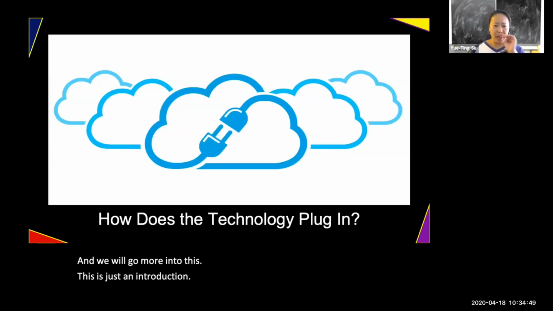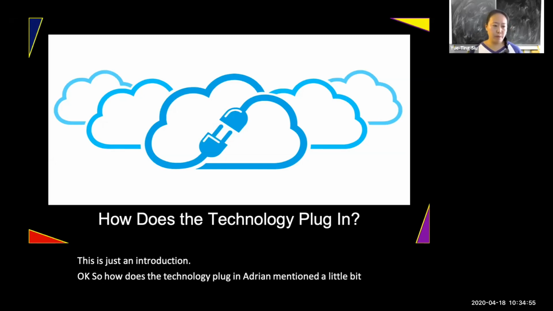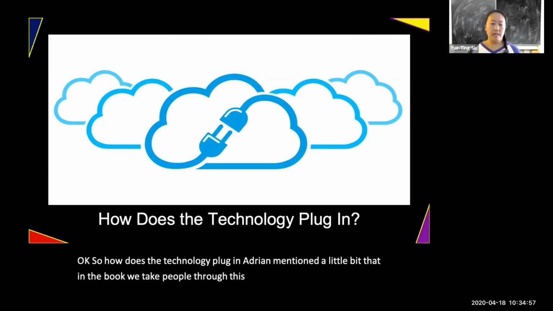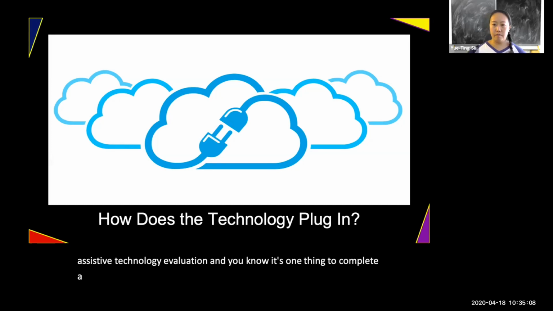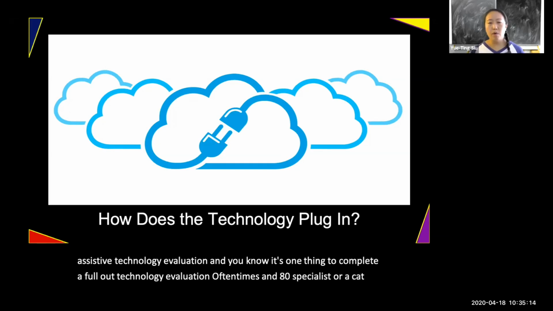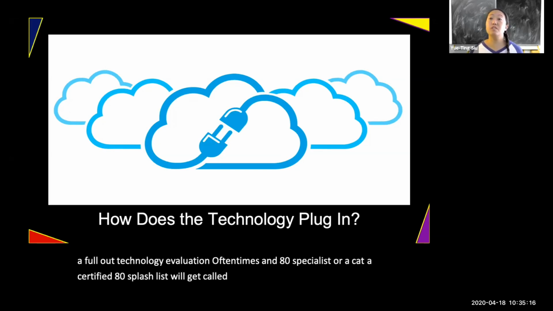Okay, so how does the technology plug in? Adrian mentioned a little bit that in the book, we take people through this comprehensive AT, Access Tech, Assistive Technology evaluation. And it's one thing to complete a full-out technology evaluation. Oftentimes an AT specialist or a CATA certified AT specialist will get called in and you'll get a 15 to 20 page tech eval.